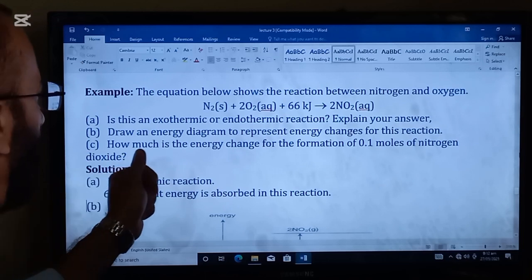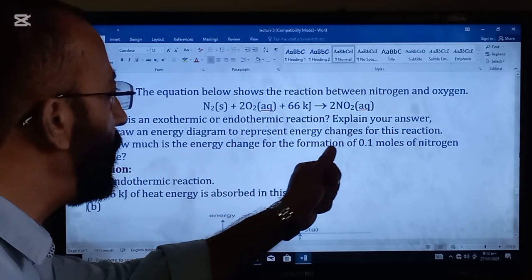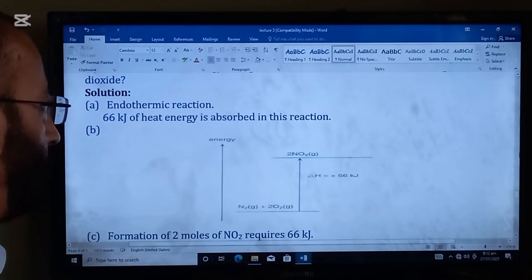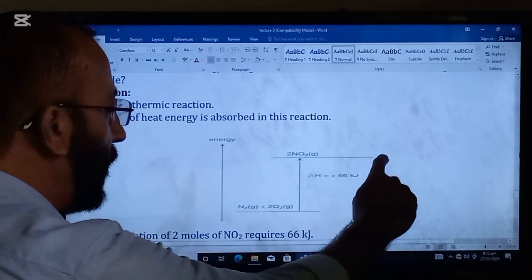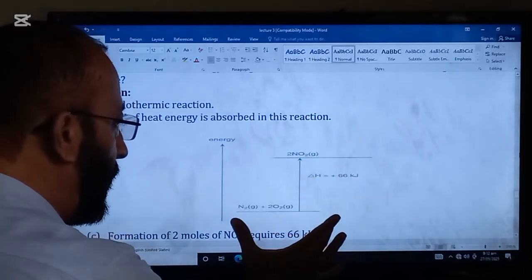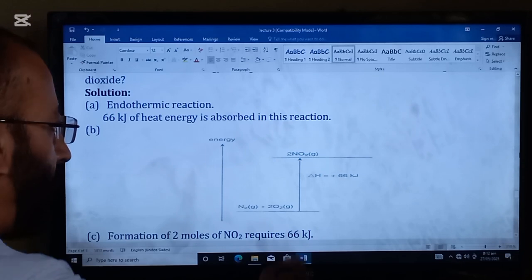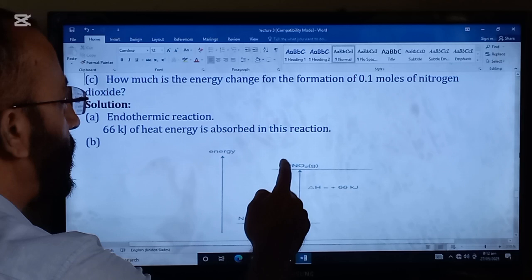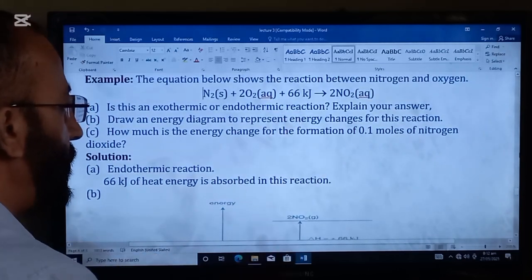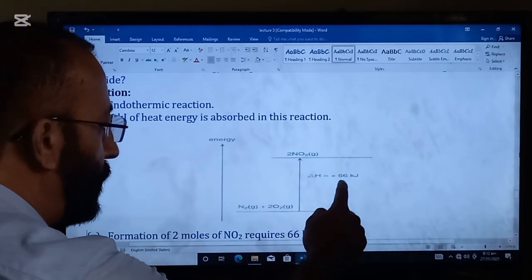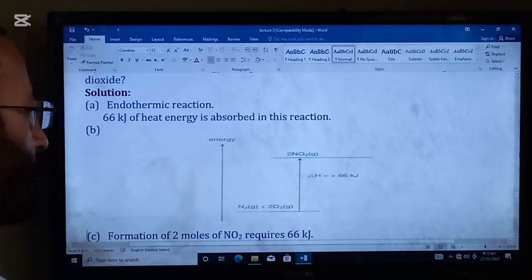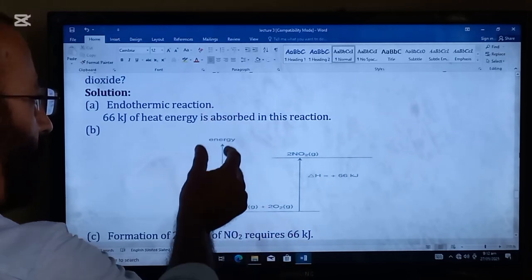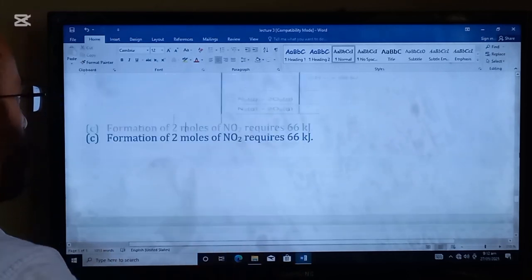B part, draw an energy diagram to represent energy changes for this reaction. So because this is an endothermic reaction, products will be put above, reactants will be put down. Delta H will carry the sign of upward, and delta H in this question is plus 66 kilojoule. So we will put plus 66 kilojoule equal to delta H, and here is the energy, that will always have upward arrow, energy written will be on it.